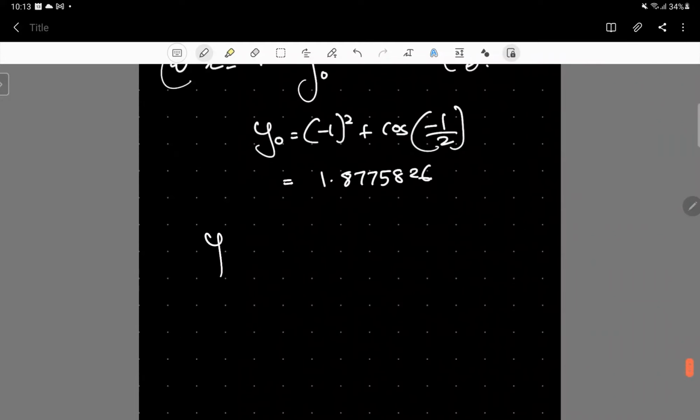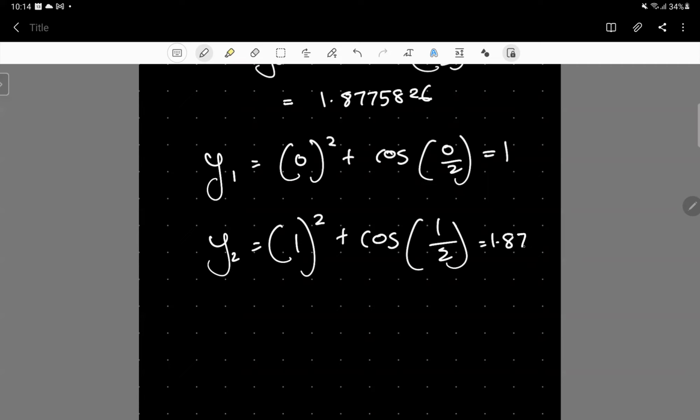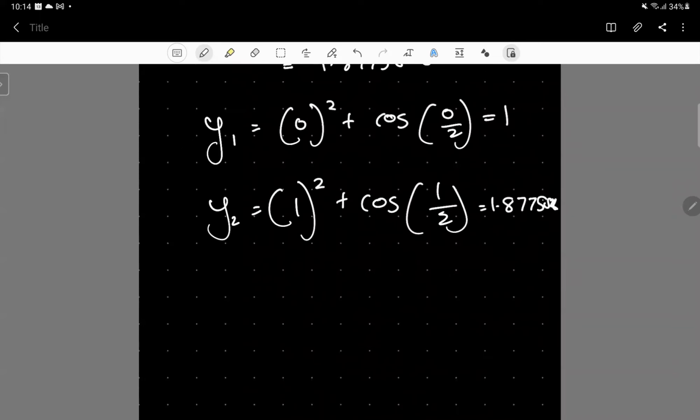y1 correspondingly would become, you need to substitute x equal to 0, cos 0 divided by 2, which is equal to 1. Then in y2, you need to substitute x equal to 1, where cos of 1 gives 1.8775826.